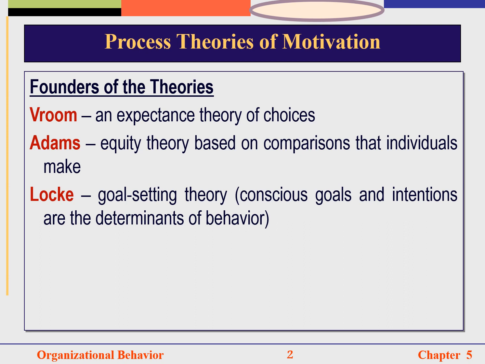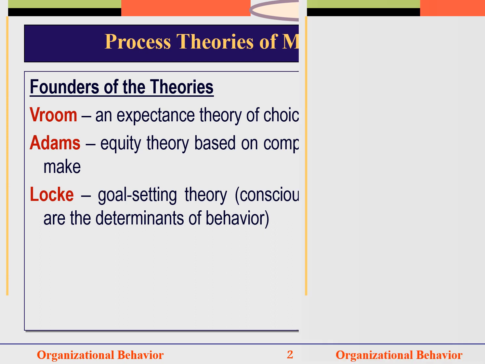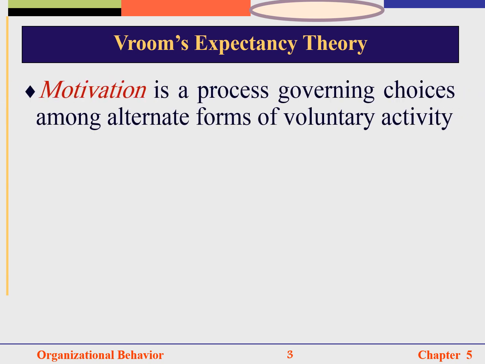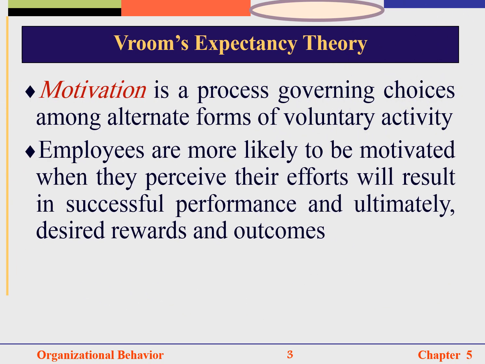Content theories of motivation assume that motivation is just a reflection of human needs or motives. Here, these 3 theories explain motivation as a process. It takes time. The individual may go through different stages, as you will see in these theories. The first of these theories is Vroom's expectancy theory. According to Vroom, motivation is a process governing the choices among alternate forms of voluntary activities.